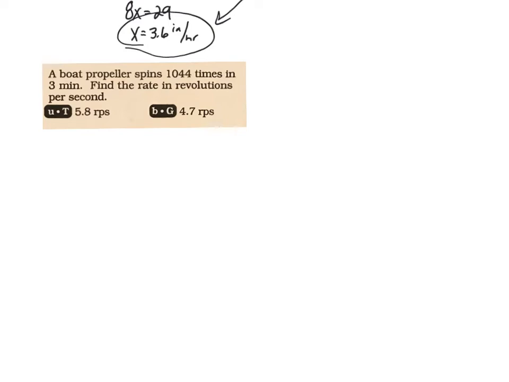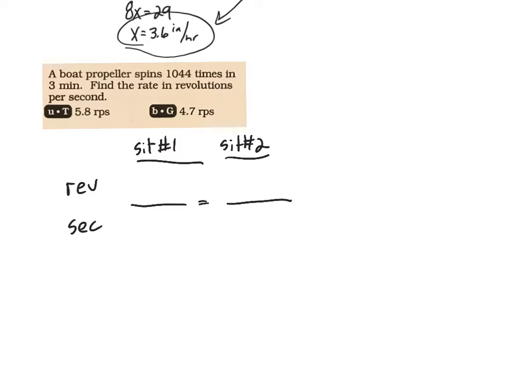Now in our second example, now we're talking about a boat propeller spinning 1,044 times in 3 minutes. Find the rate in revolutions per second. So in this one, we're comparing revolutions per second. I still have two situations, so situation number one and situation number two. Okay, so we're going to separate proportion. So in the first situation, we have 1,044 revolutions per 3 minutes. Okay, I don't care about minutes, so I got to convert that 3 minutes into seconds. There's 180 seconds in 3 minutes.